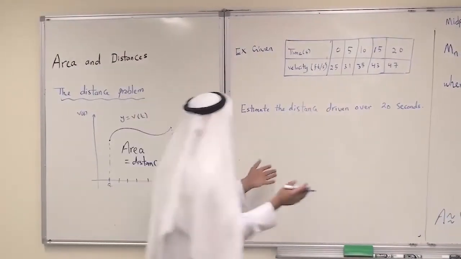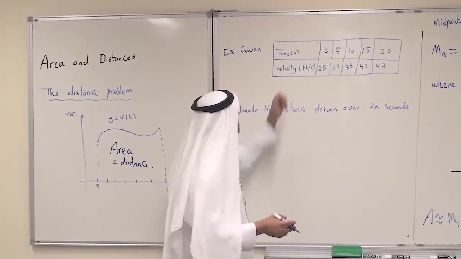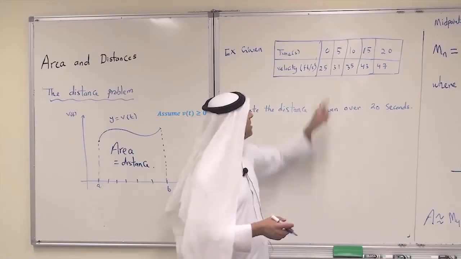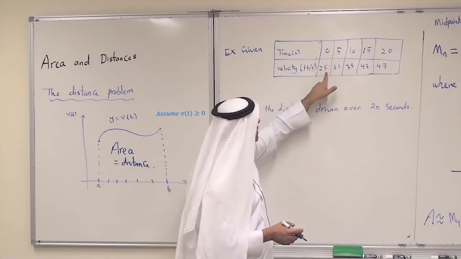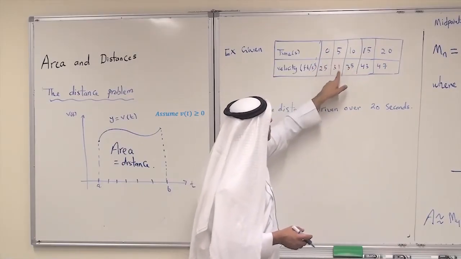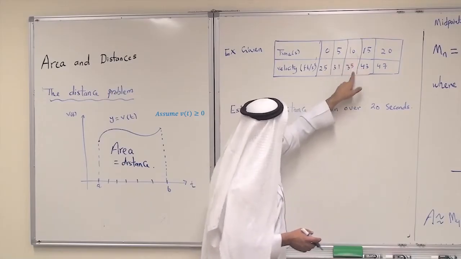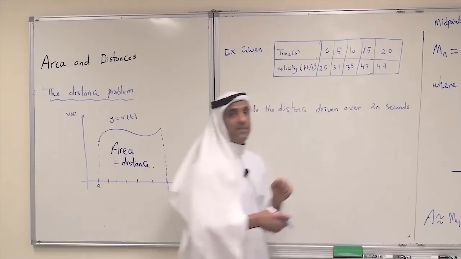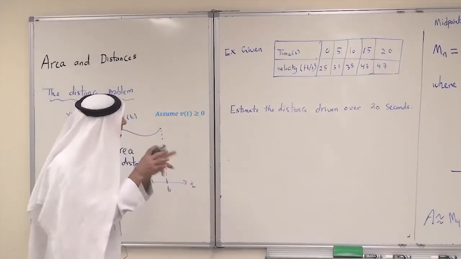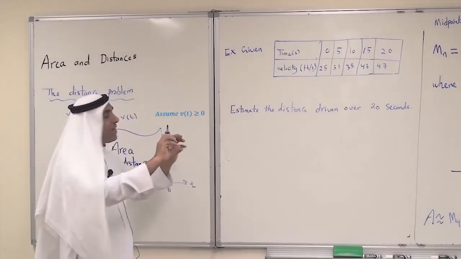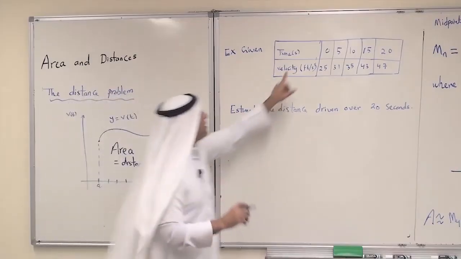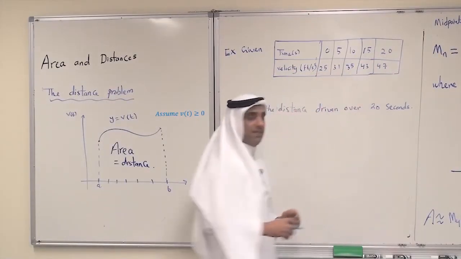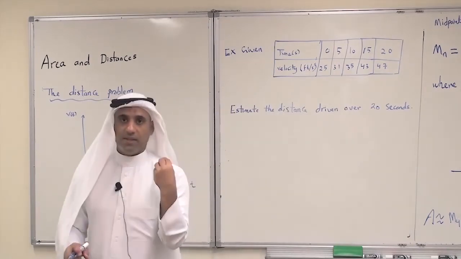Assume you have a speedometer and you are measuring the velocity of a certain particle every 5 seconds. At 0, it happened to be 25. At 5, it happened to be 31. At 10, you get 35. At 15, you get 43. At 20, you have 47. And you are trying to estimate the total distance traveled in the first 20 seconds. You see these are different velocities. That's why this is of interest here.